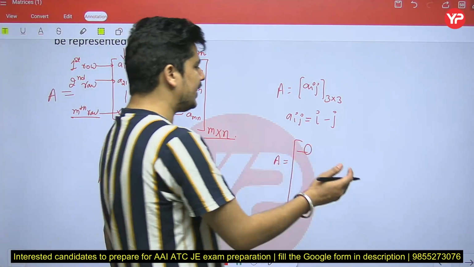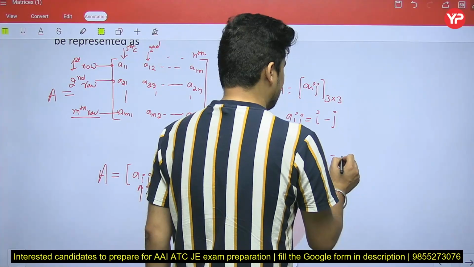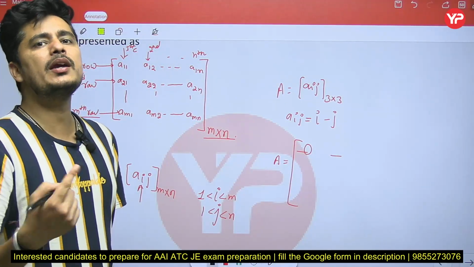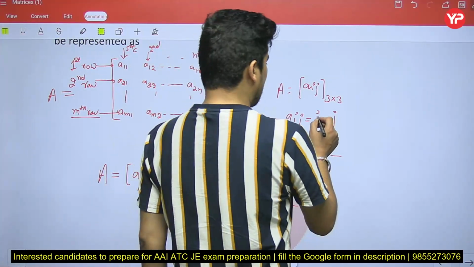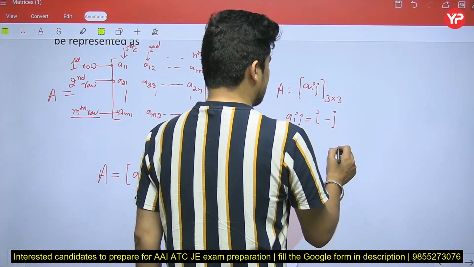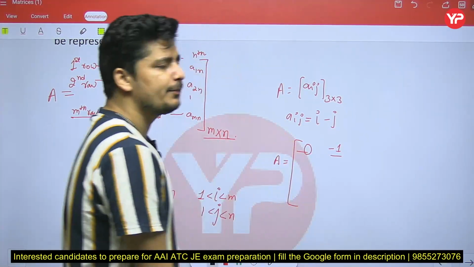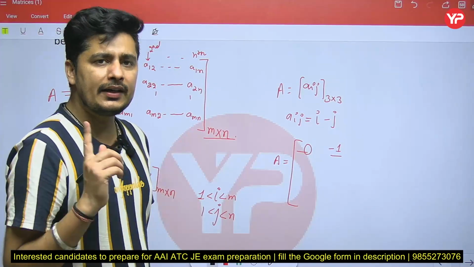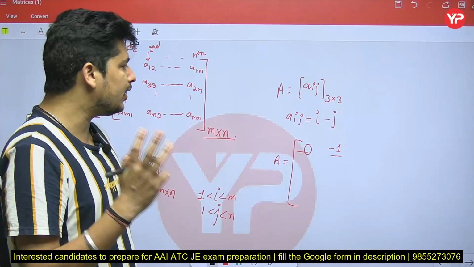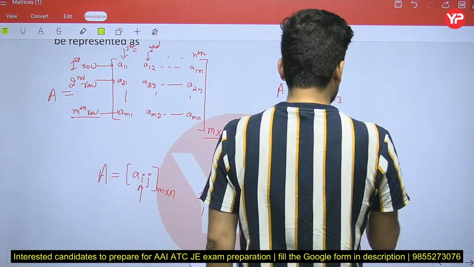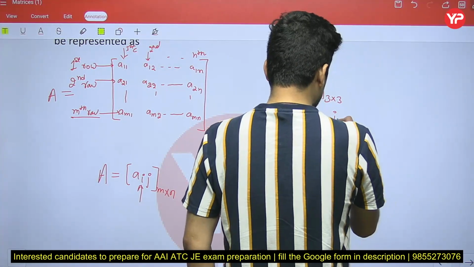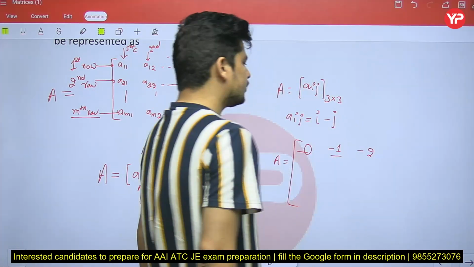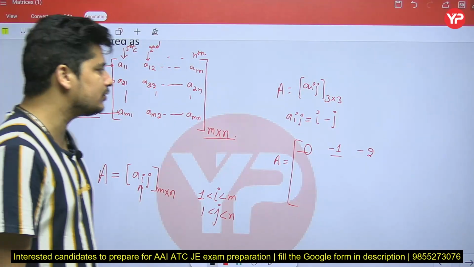Now move to the second element. What will be the value of i? i still remains 1, j becomes 2. So when you put i equals 1, j equals 2, this element becomes minus 1, right? Next, move to the next element. Here i again is 1, j becomes 3. When you put 3 and 1, that gives minus 2. So we have done the first row. Now move to the second row.